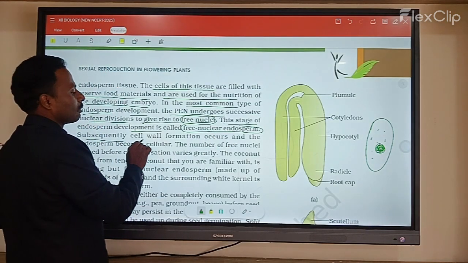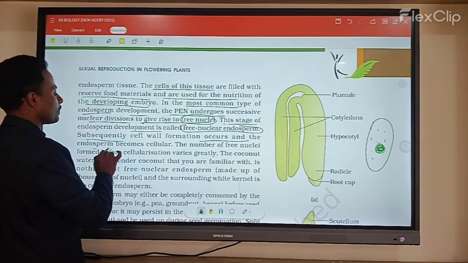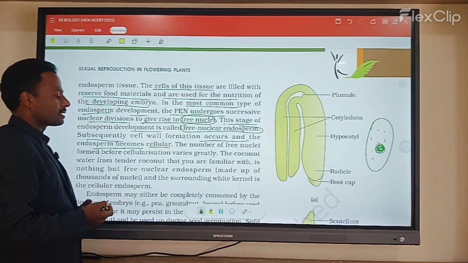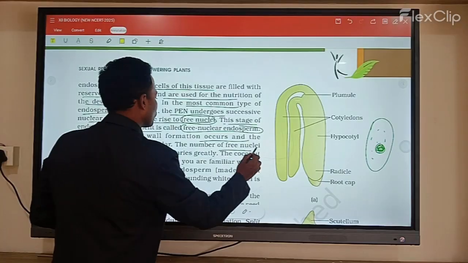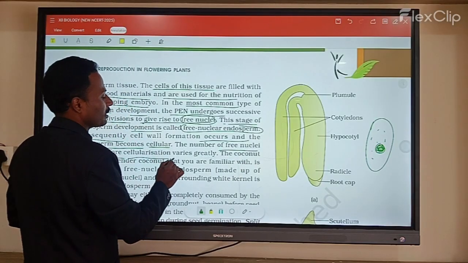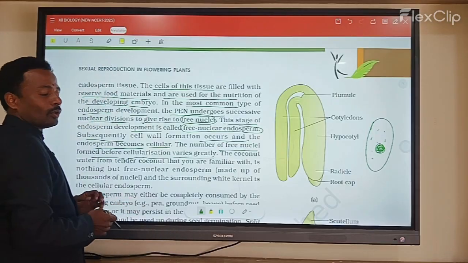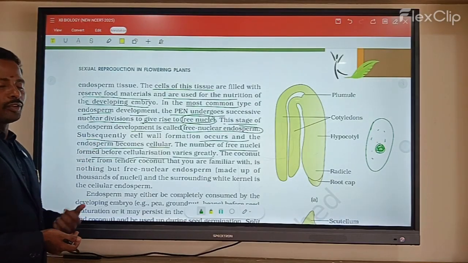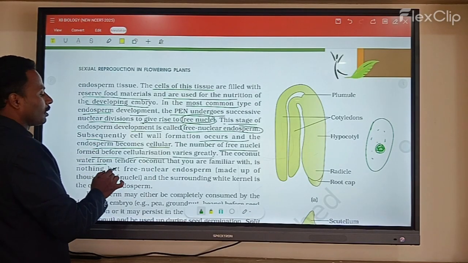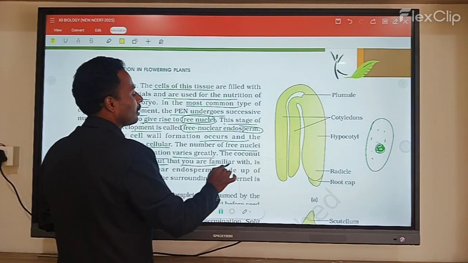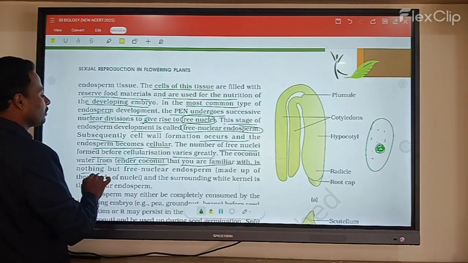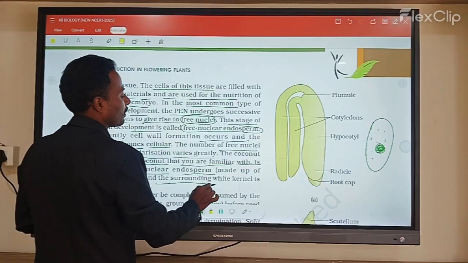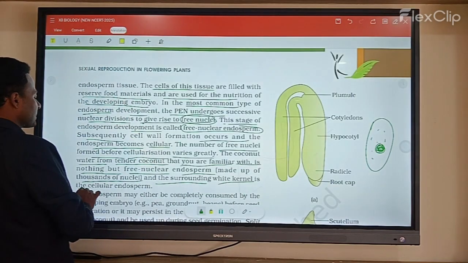Subsequently, cell wall formation occurs and the endosperm becomes cellular. So when the cell wall is developed, it is part of the cellular endosperm. The number of free nuclei formed before cellularization varies greatly. The tender coconut water that you are familiar with is nothing but free nuclear endosperm. It is made up of thousands of nuclei, and the surrounding white kernel is the cellular endosperm.